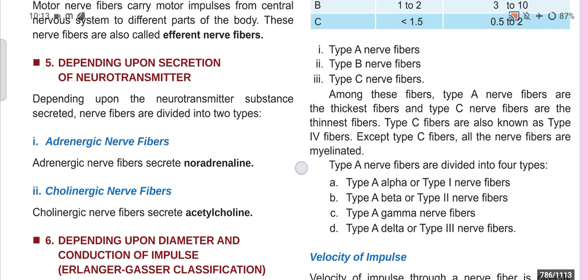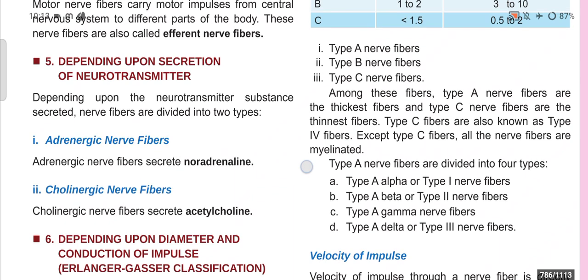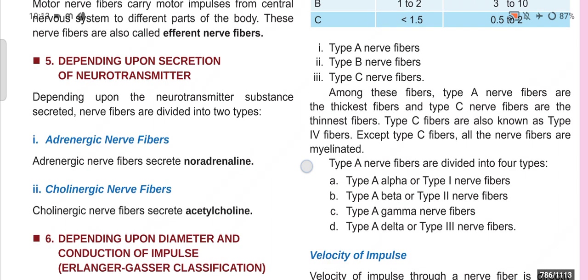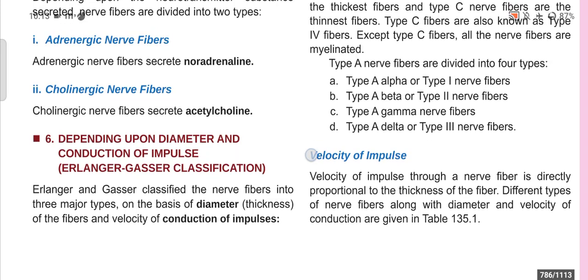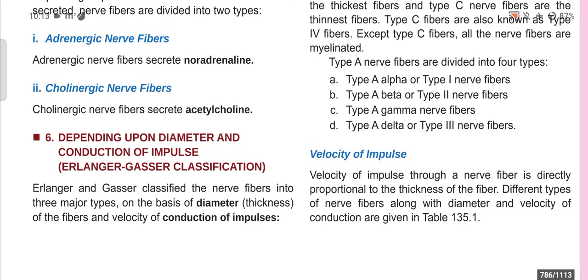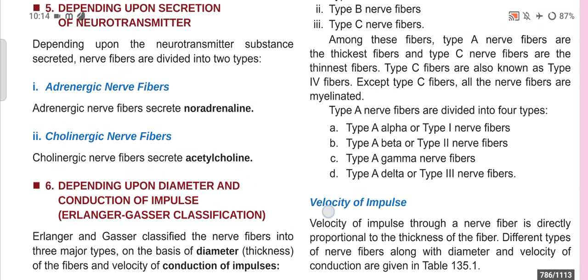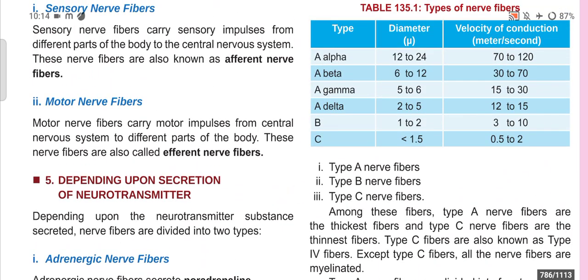Now, depending upon the secretion of neurotransmitter, one is the adrenergic nerve fibers, one is cholinergic nerve fibers. Adrenergic nerve fibers secrete noradrenaline, and cholinergic nerve fibers secrete acetylcholine. Then the last method, the Erlanger Gasser classification, or depending upon diameter and conduction of impulse. Erlanger and Gasser classified the nerve fibers into 3 major types on the basis of diameter or thickness of the fibers, and velocity of the conduction of impulses. And types are type A, type B, and type C.